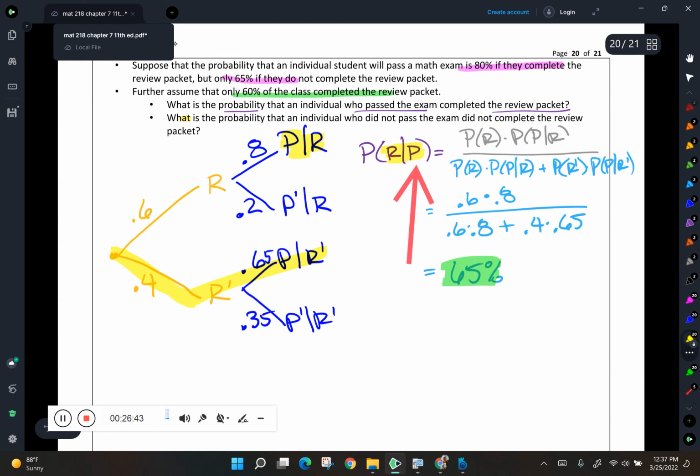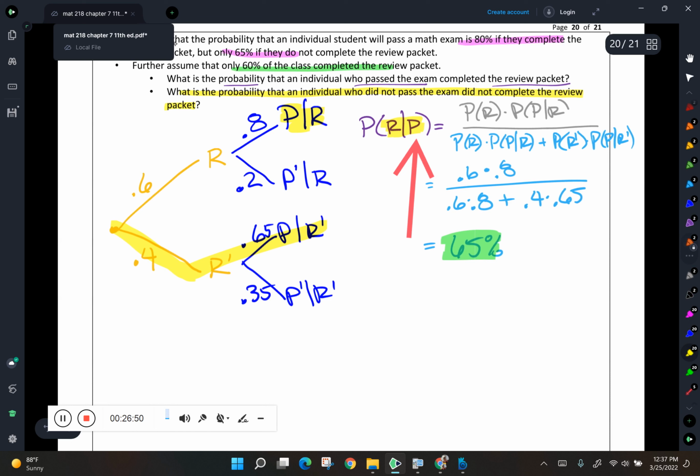It's asking, what is the probability that an individual who did not pass the exam did not complete the review packet? What's the probability you didn't do the review packet given that you did not pass the exam? Well, according to Bayes' theorem, that's going to be the probability that you didn't do the review packet times the probability that you didn't pass the exam given that you didn't do the review packet, divided by all the ways you can not pass the exam.